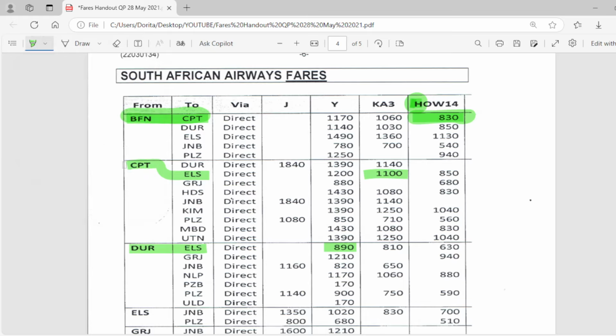Right, so you're flying from Cape Town to East London. The class that you're flying on is Class K. Even though it's named KA3, we just refer to it as Class K. And the fare for the adult is 1,100 Rand. And that is the fare that you're going to insert on your answer sheet.